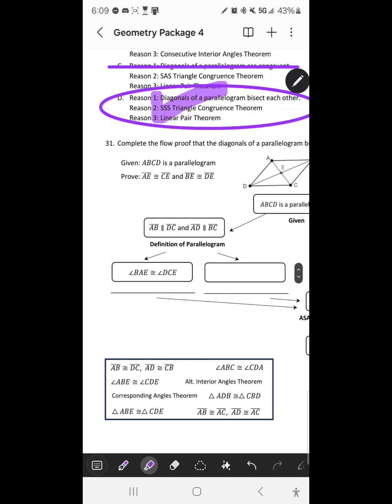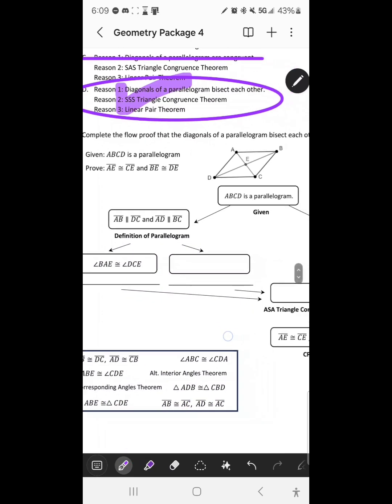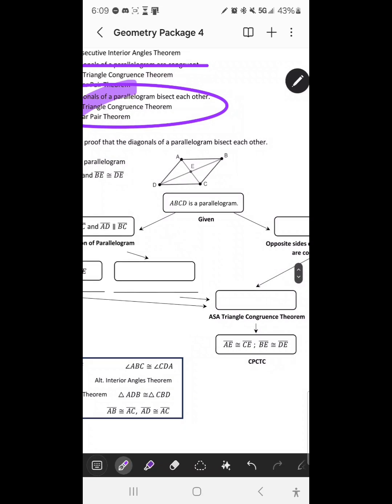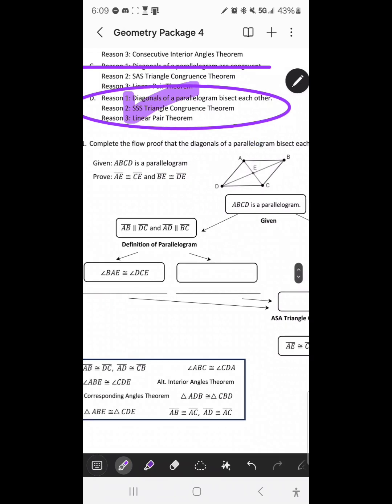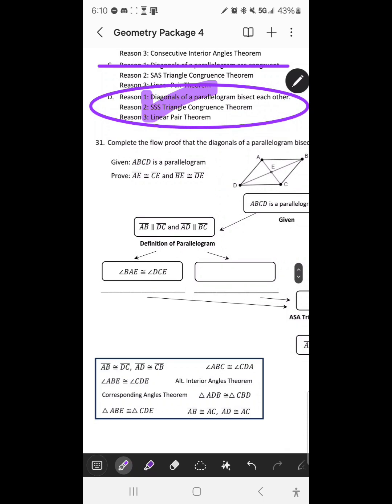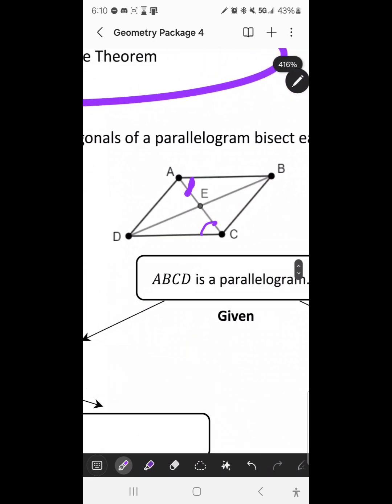Now 31. This is a bit more complicated, but let's see what we have. Complete the following proof that the diagonals of a parallelogram bisect each other. ABCD is a parallelogram, that's the given. Opposite sides are parallel to each other by the definition of a parallelogram. And then I have that BAE and DCE are congruent. Why?